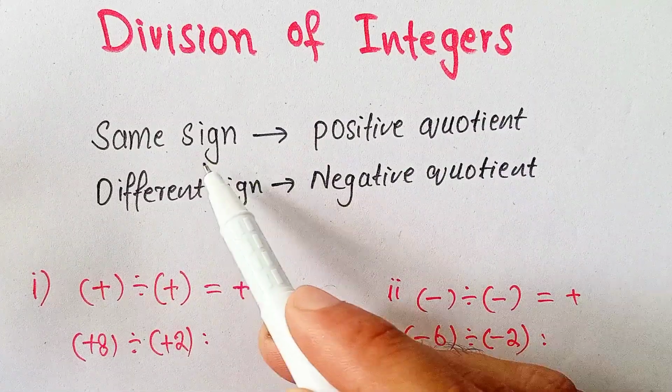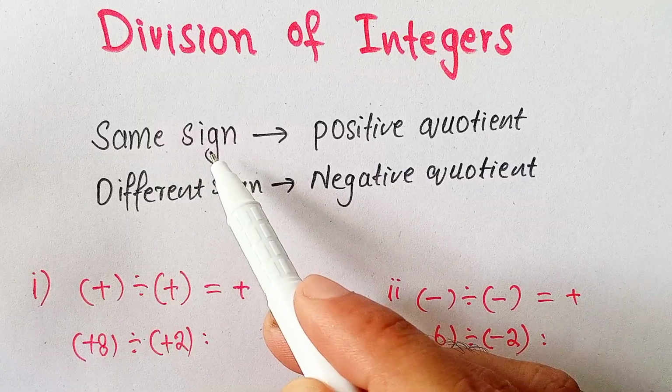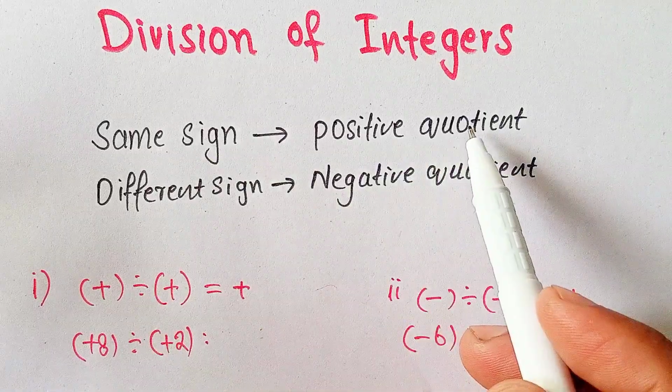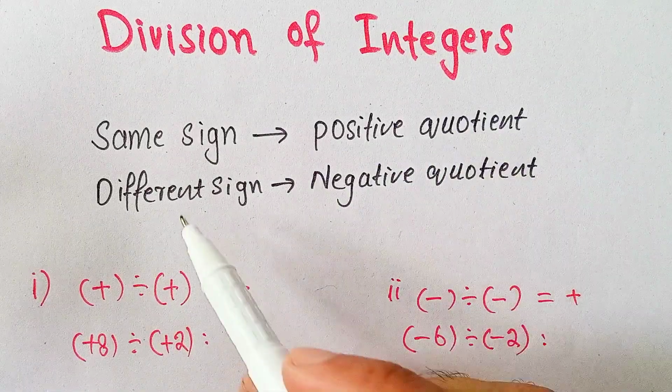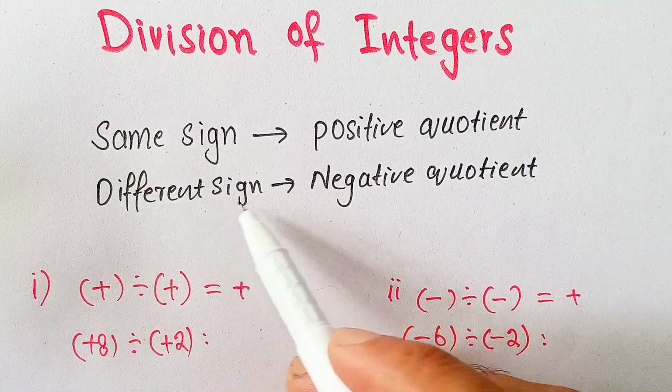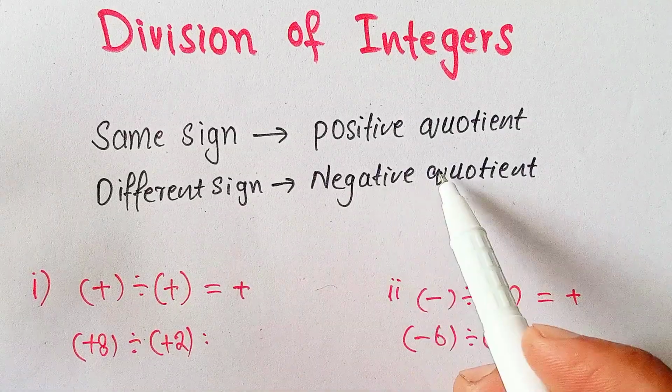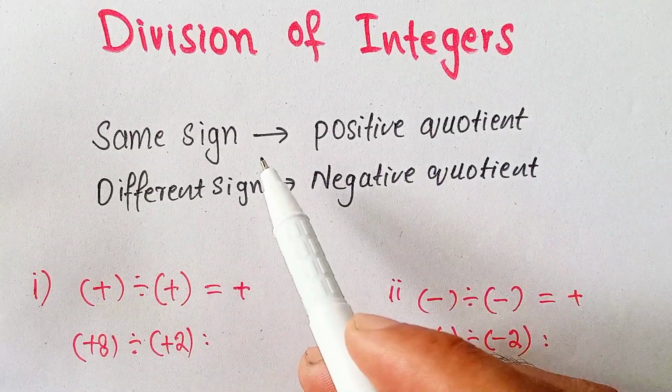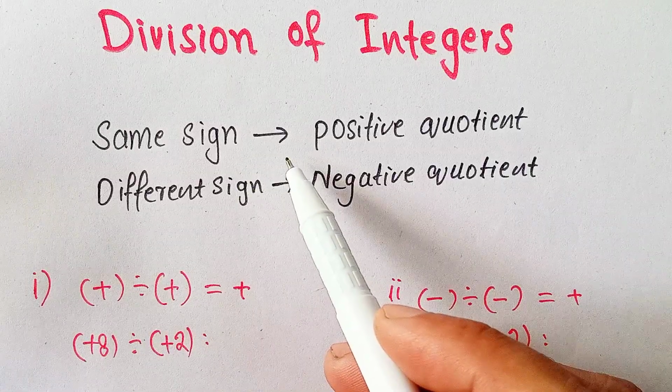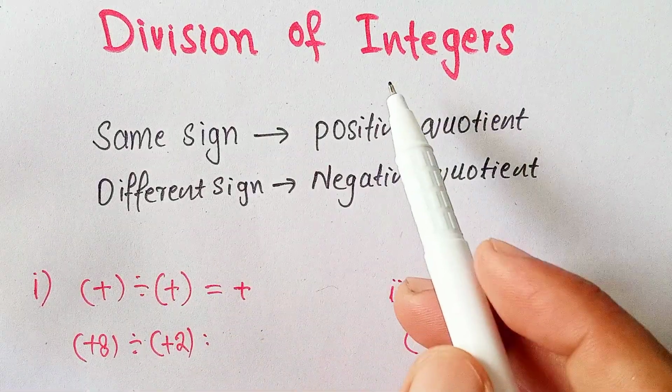The first one is that whenever we are dividing integers with the same sign, then their quotient will be a positive integer. Whenever we are dividing integers with different signs, then their quotient will be a negative integer. Now we will go over some examples that will show how to divide integers.